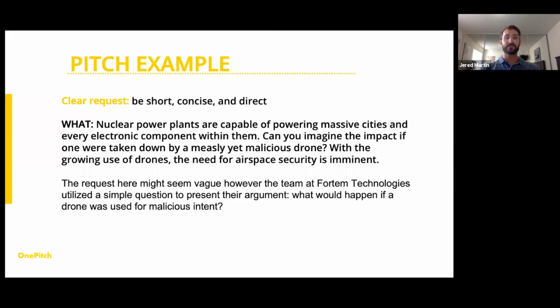So if we go on to that clear request, and it's kind of funny because it might not seem like a very clear request in this section, and I realize that, but the most important thing to look at is how they presented this request. Again, they presented it as a question. Could you imagine what would happen if something were to happen, if a drone was put into the wrong hands? If somebody were to use that drone for malicious intent to, again, hurt some people, or to, again, in this particular case, do something about a power plant, right?